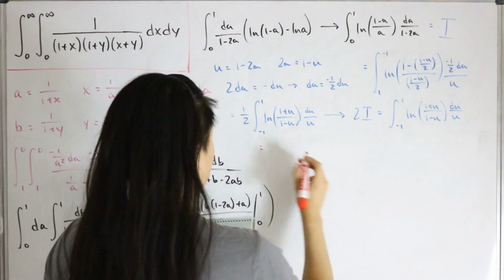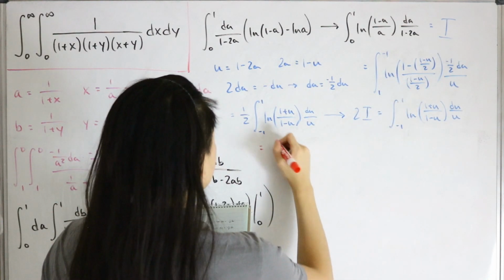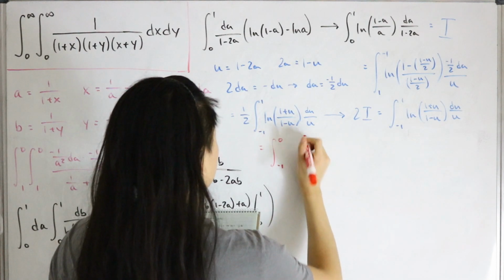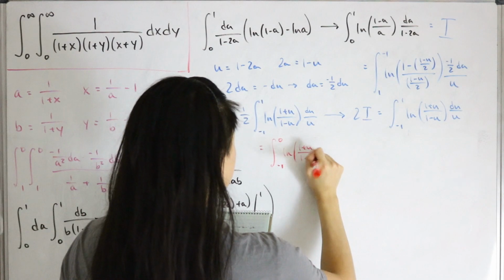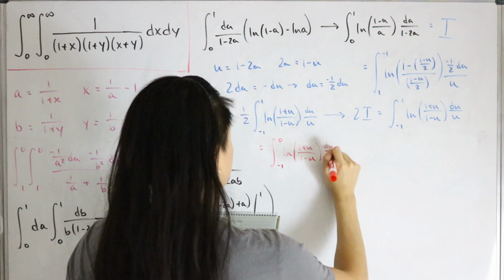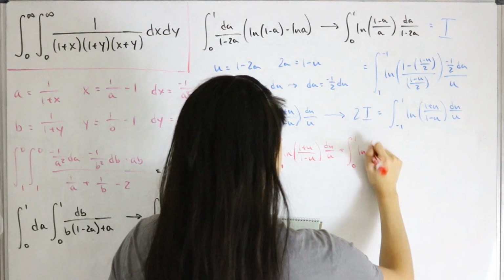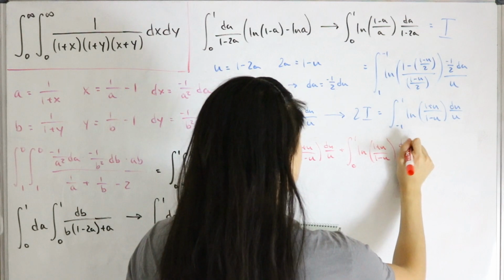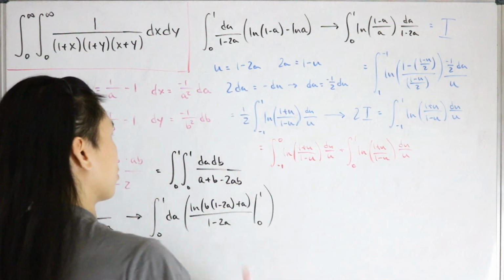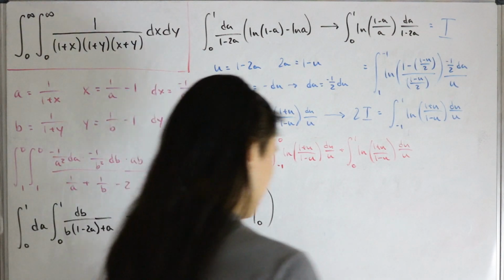What we can do here is split up our bounds. So I'll split this from -1 to 0, and then from 0 to 1. So the integral from -1 to 0 of the natural log of (1 plus u) divided by (1 minus u), then du divided by u, and then add this with the integral from 0 to 1 of our same integrand over here. And we're going to focus specifically on this integral over here and apply a nice little u-substitution yet again.